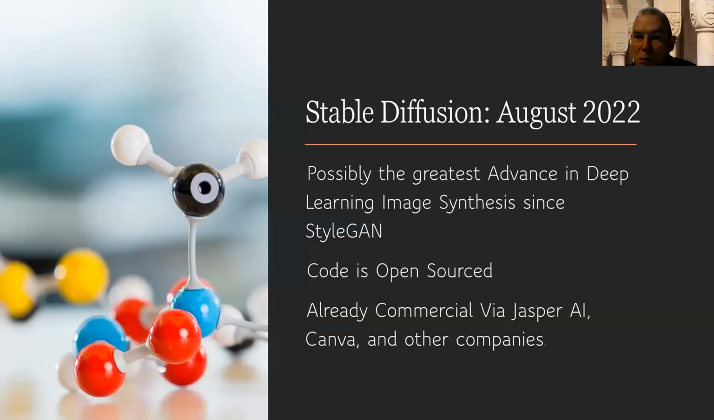So this is one reason why Stable Diffusion is so exciting, because here it's producing artworks. So not just faces, but faces plus artsy objects. And I'm saying it's probably the greatest advance in deep learning since StyleGAN. The code is open sourced. So there were progenitors to StyleGAN, such as DALL-E 2, but they were commercial and they were not open sourced. So Stable Diffusion is more exciting because it's open source and we can get to play with it. These techniques are already commercial. Things like Jasper AI, Canva, and other companies will charge you money to run Stable Diffusion models.